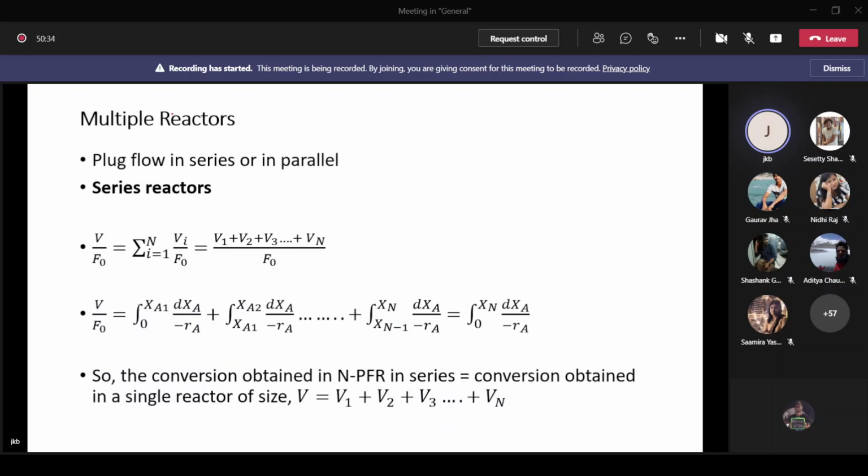Multiple reactors system. Both plug flow and batch reactor can be arranged in series. So before that I have shown a single reactor. Now we'll go for using 2 reactors or 3 reactors connected in series.